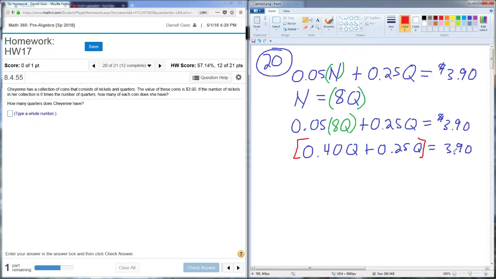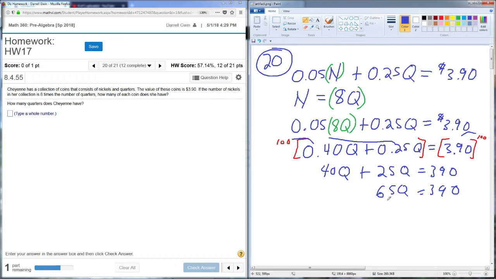Now, if we have tons of decimals and you don't like dealing with decimals, you can multiply by 10 to move all decimals to the right one, or 100 to move all decimals to the right twice. And because writing these decimals over and over again really annoys me, I'm going to remove them. So 100 times 0.40 is 40Q. 100 times 0.25 is 25Q. And 100 times 3.90 is 390. This means I have no more decimals, which makes it a little bit easier. 40 plus 25 is 65.